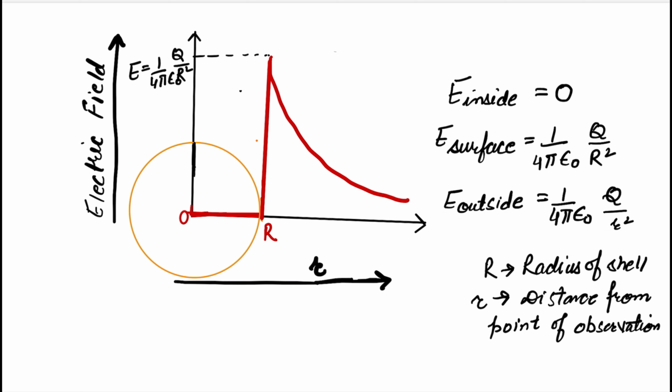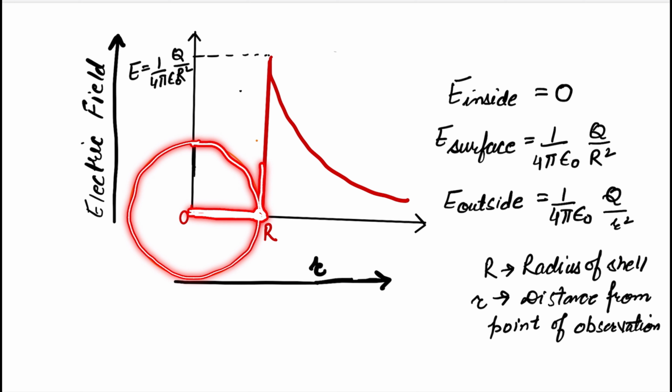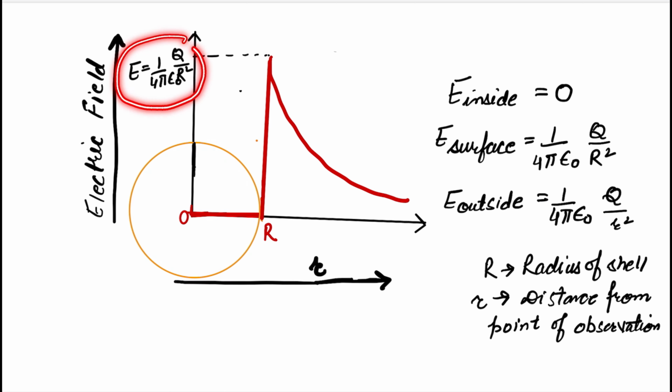So, we try to plot a graph. On one side we have taken the electric field, on another side we have taken the distance r. So this is our spherical shell. When you are inside the spherical shell, the electric field is 0. As you move on the surface of the spherical shell, the electric field has maximum value, and this value is equal to E is equal to 1 by 4 pi epsilon naught Q by R square.